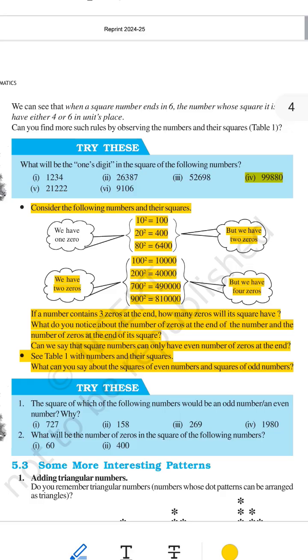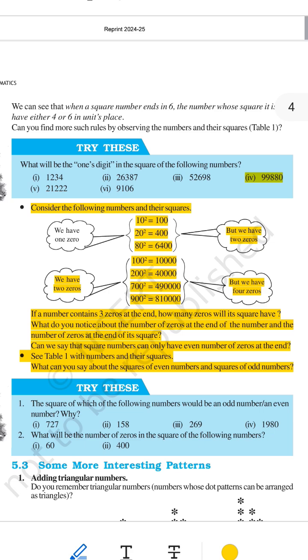Case 2. Number with 2 zeros. Example, 200 has 2 zeros at the end. 200 times 200 equals 40,000. 40,000 has 4 zeros at the end. Another example, 700 has 2 zeros. 700 times 700 equals 490,000, 4 zeros. So 2 zeros, 4 zeros after squaring.